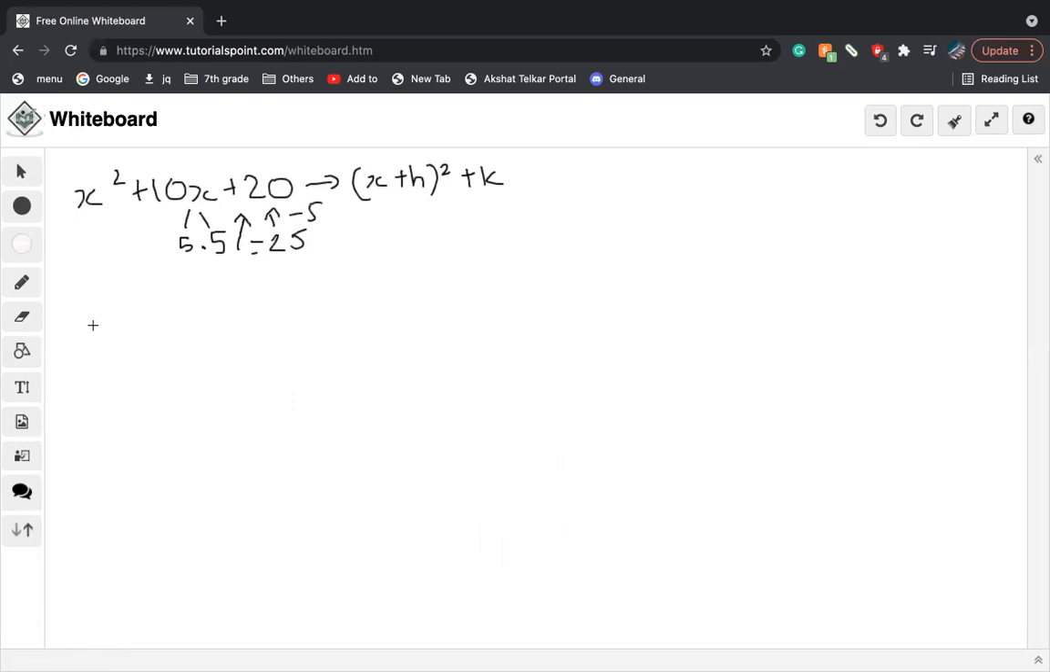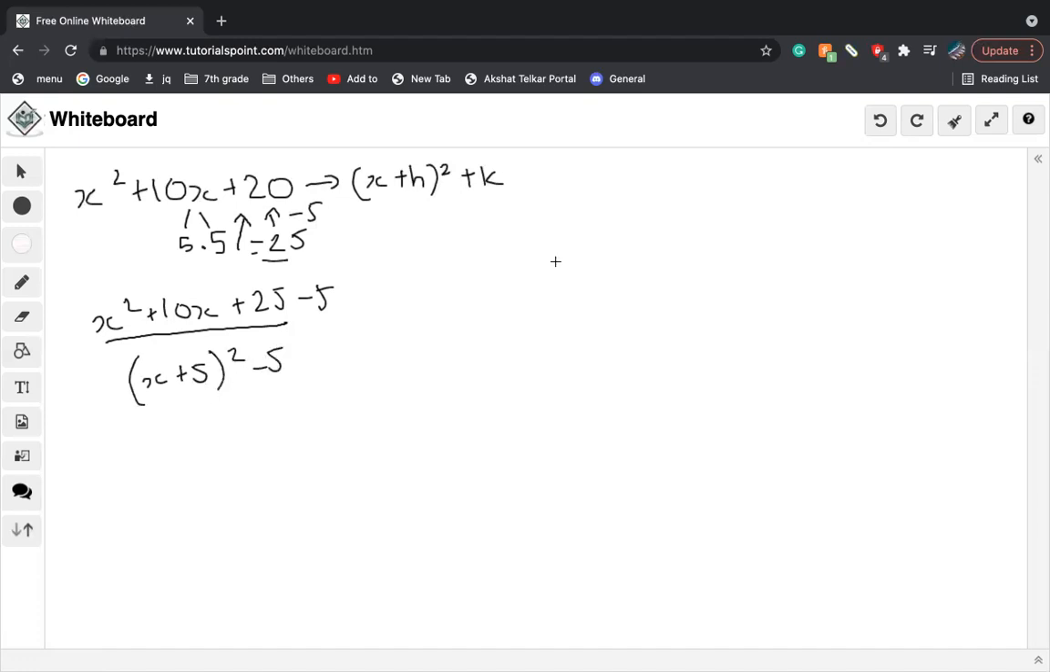So now let's write it down again: x squared plus 10x plus 25, and then the difference, which is minus 5, right? So now you're able to approach the situation with a perfect square right here. Everyone should know how perfect squares work. This should give you (x plus 5) squared minus 5.